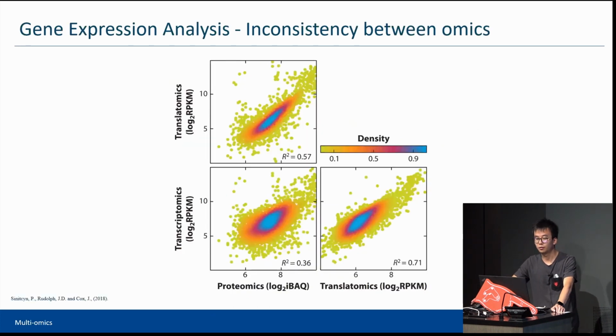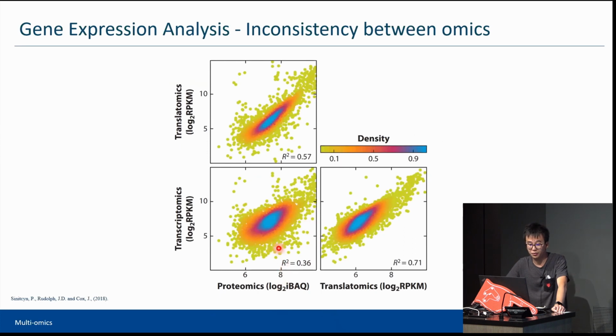So these days, probably you have seen this figure from time to time. So in this cross-omics comparison, you can see that the correlation of different omics levels are not really so good. For example, between the transcriptomics and proteomics, the R-square is just 0.36.